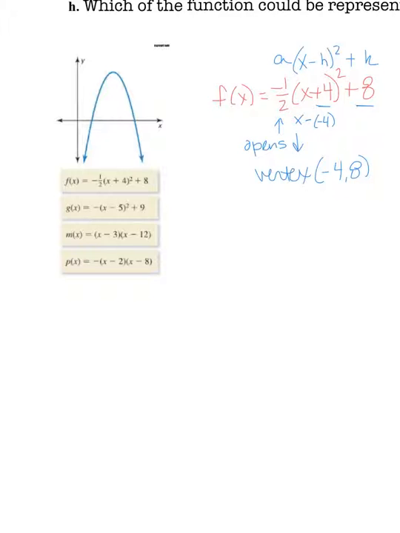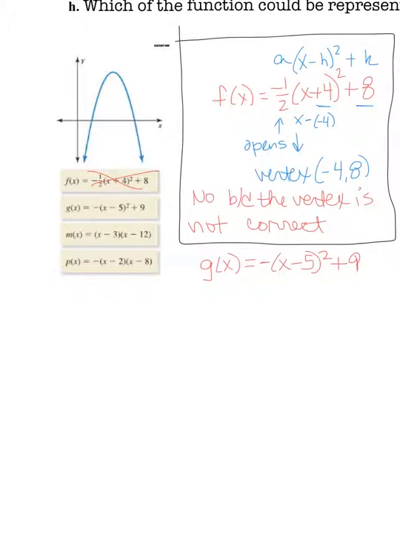So does this represent f of x? And the answer is no, because the vertex is not in the right spot. All right, so f of x is out. Now let's try g of x.